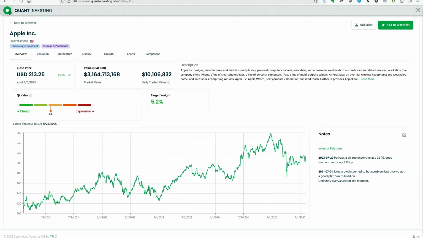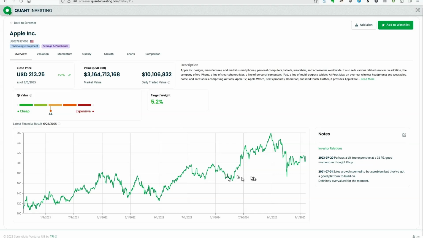There's a company description. This is our flagship valuation ratio. It uses 4 valuation ratios combined into one to give you an idea of a company's valuation. And you can see Apple is fairly valued, on the lower end of not cheap, not expensive. Target weight is a portfolio weighting calculated on the last 100 days of volatility. The more volatile a stock is, the smaller the target weight will be.